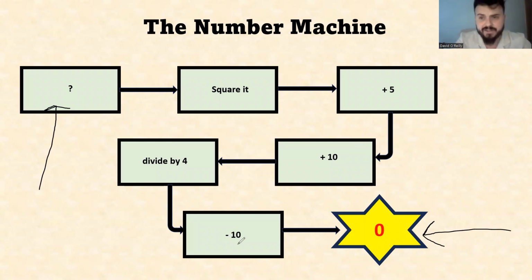0. Add 10 is 10. Times 4 is 40. Subtract 10 is 30. Subtract 5 is 25. 25, the opposite of square is square root. So I need to find the square root of 25.